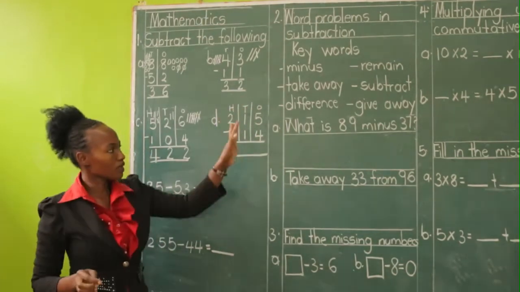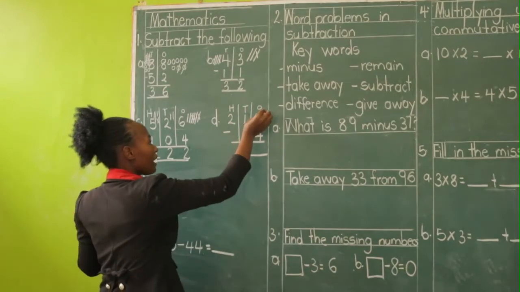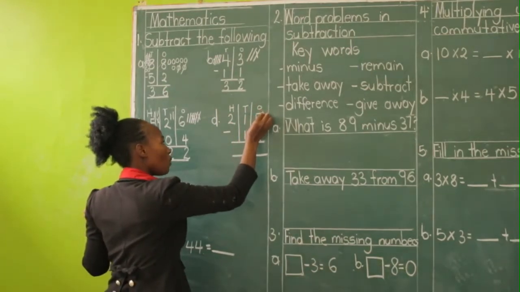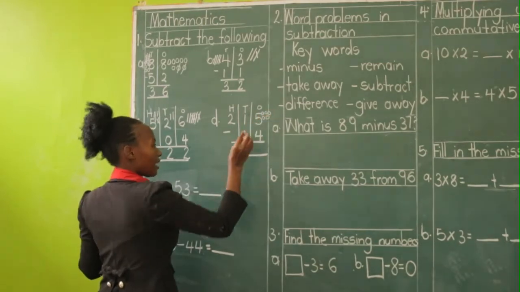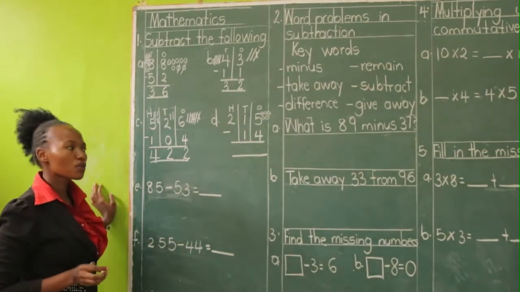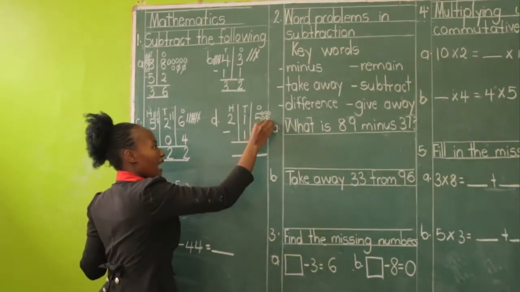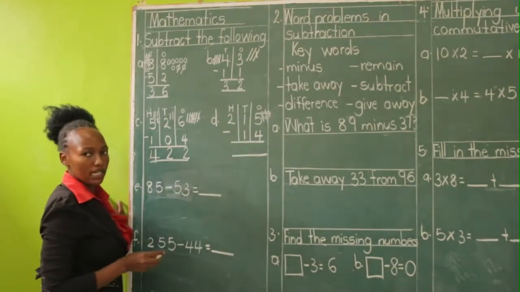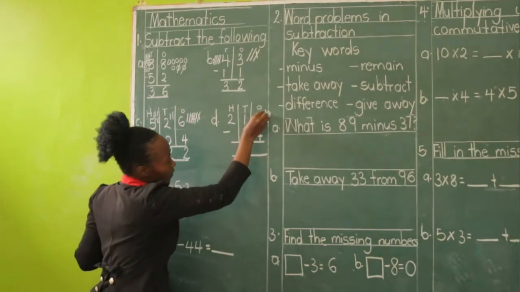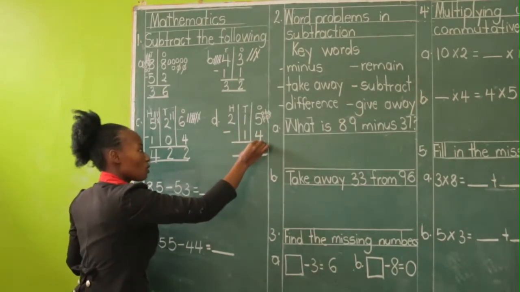We start with the ones. We draw 5 balls. Let's draw balls here. 1, 2, 3, 4, 5. We cross out 4. 1, 2, 3, 4. Then we count the remainder, which is 1. We remain with 1.